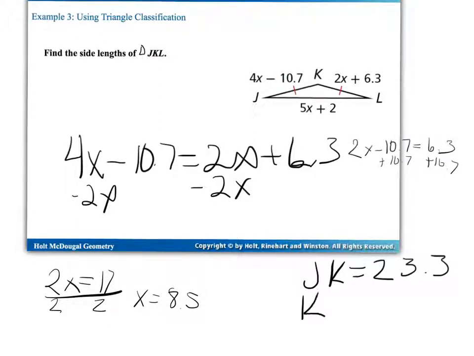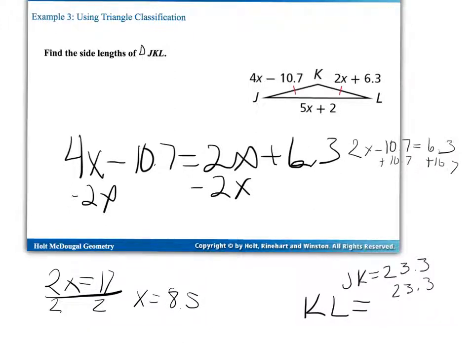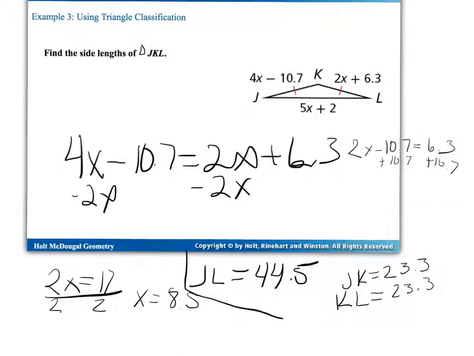Now when I solve for KL, I should get the same answer because it's isosceles, and that's what those tick marks mean. So let me put 8.5 in for x. 8.5 times 2 plus 6.3 is 23.3. So that is good. That should have happened. It's not a surprise that that happened. All right, and now let's find JL. 5 times 8.5 plus 2 is 44.5. So this is your answer right there. Because this was isosceles, I set them equal to each other to solve for x. If it was equilateral, I could have set any of them together. If it was scalene, I wouldn't have been able to solve for it. And that's it.